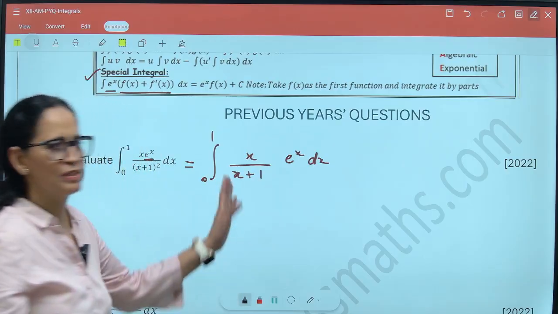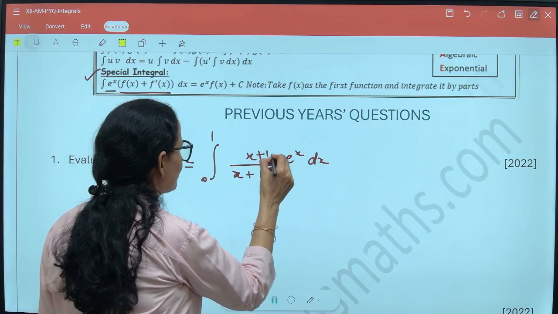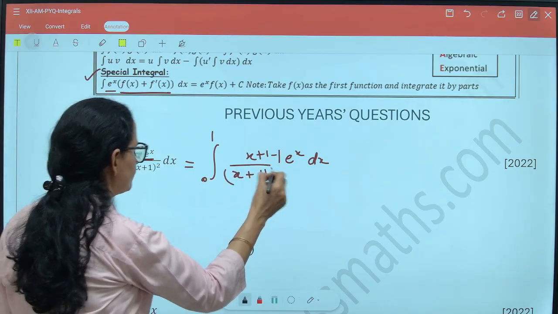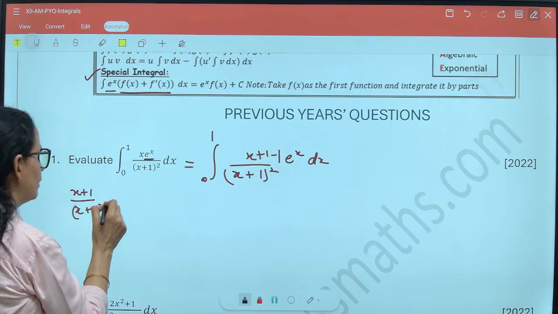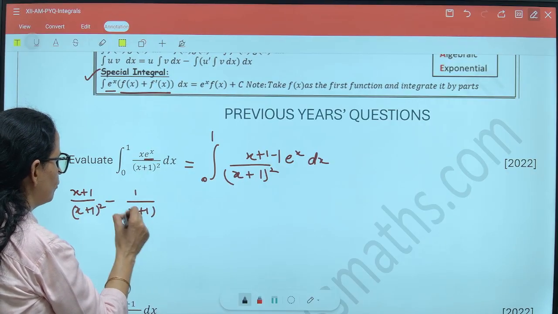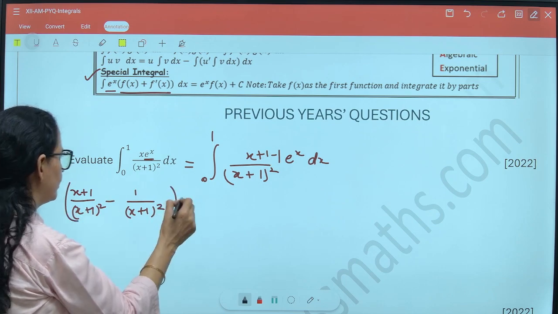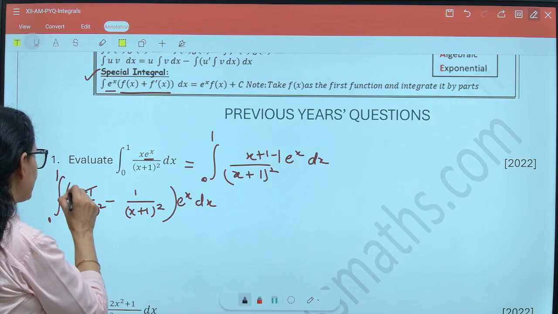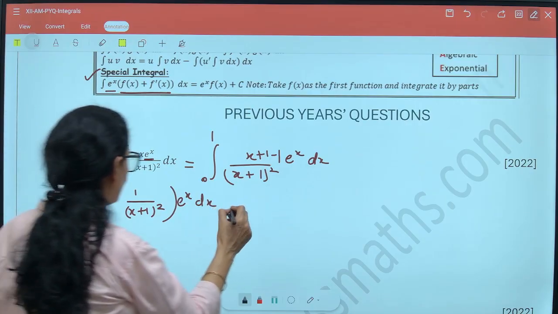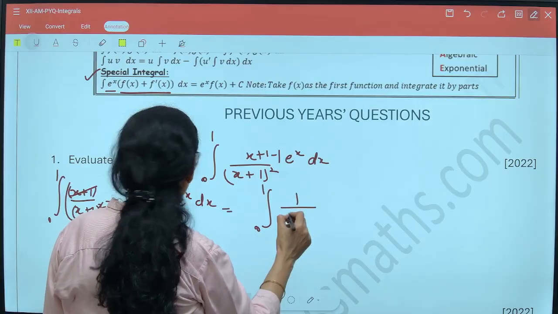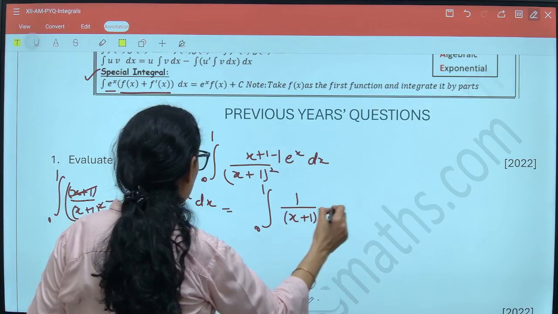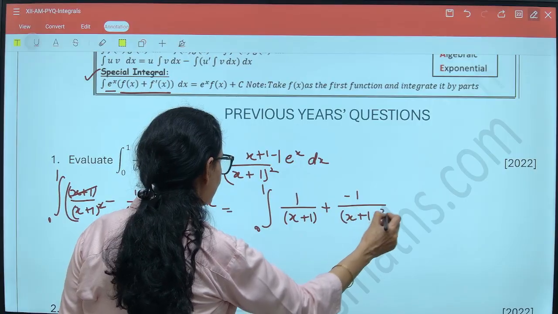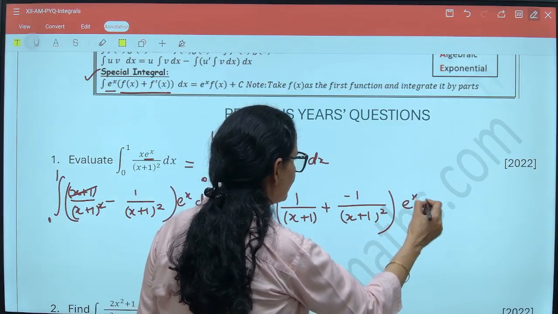Now what do you do in such questions? Balancing: plus 1 minus 1. Now you separate both the things. It becomes (x plus 1) upon (x plus 1) whole square minus 1 upon (x plus 1) whole square, and then you have e raised to power x dx outside, and you integrate from 0 to 1. Now this x plus 1 gets cancelled with one of the denominators, so your question becomes integral of 1 upon x plus 1 minus 1 upon (x plus 1) whole square, bringing the minus here so that you can clearly see the function and its derivative within the brackets, and then you have e raised to power x dx.